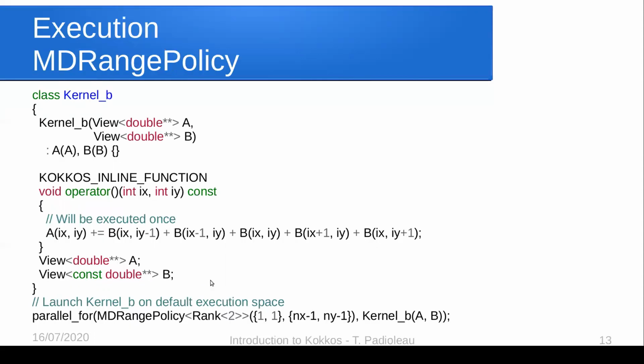A more suited policy for stencil computation would be the multidimensional range policy. Here we take A and B as two-dimensional Kokkos views, there are two stars. And this time the function call operator takes two integers as input parameters. You can see that writing the kernel is simpler than in the previous case because of the usage of this two-dimensional range policy and the two-dimensional Kokkos view.